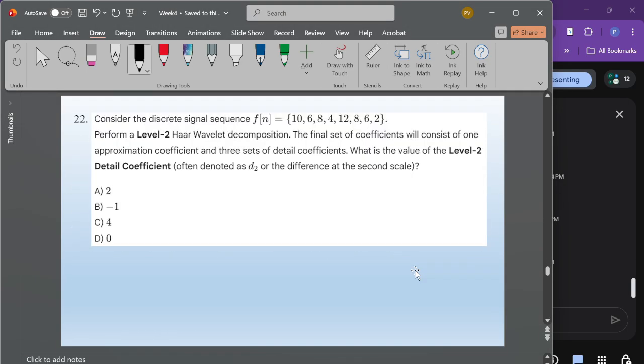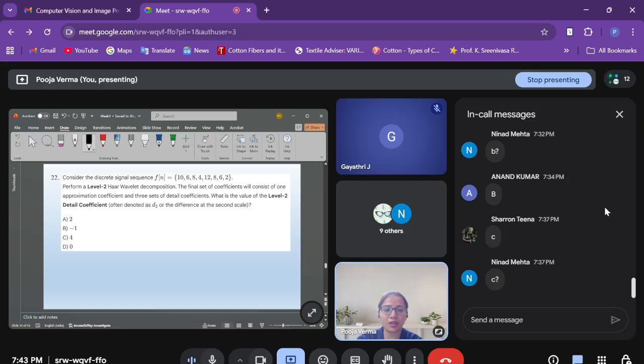The next question: consider a discrete signal f of n given as 10, 6, 8, 4, 12, 8, 6, 2. Perform a level 2 Haar wavelet decomposition. The final set of coefficients will consist of one approximation coefficient and three sets of detail coefficients. What is the value of the level 2 detail coefficient? So how can we solve this question?